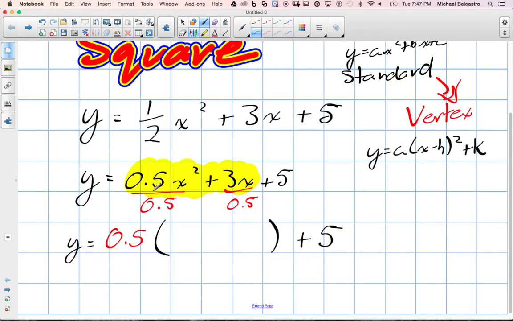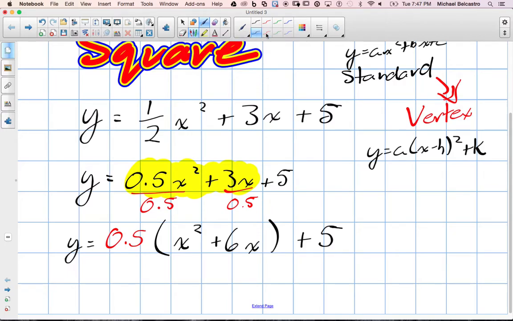And then we have to do some calculating. 0.5 divided by 0.5 is 1. So now we're just left with x squared, and that's the whole point of that, to be left with x squared. And 3 divided by 0.5, you can use a calculator, I'm going to tell you that it's going to be 6. So we get 6x inside of our bracket.